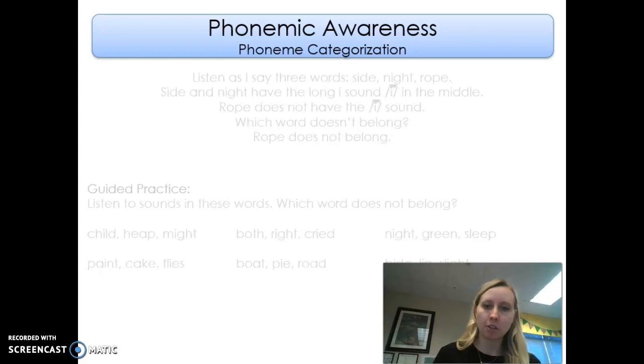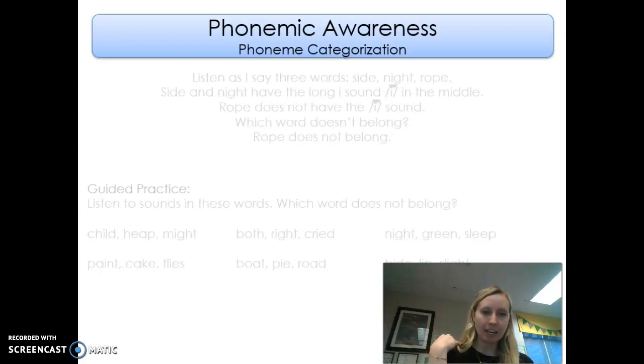Listen as I say 3 words and think of the one which does not belong. Child, heap, might. Heap does not belong. Both, right, cried. Both does not belong. Night, green, sleep. Night does not belong.